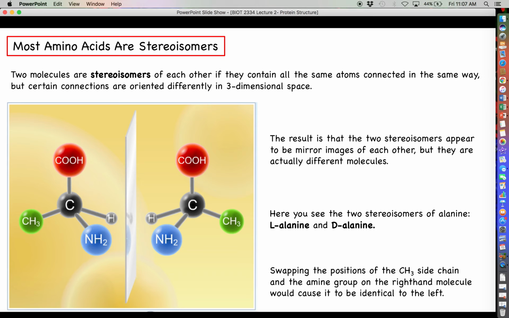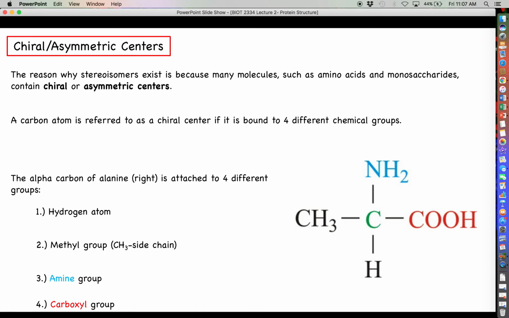However, we could actually make them become the same molecule if we just swapped the position of the CH3 side chain and the amine group here. Then they actually would be exactly the same molecule, but since we can't do that, unfortunately they are not the same molecule.